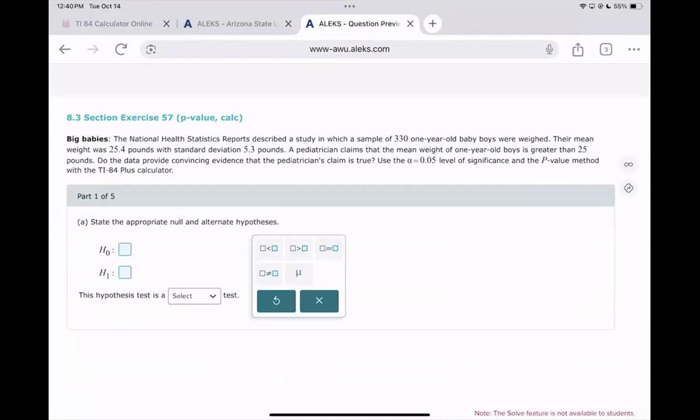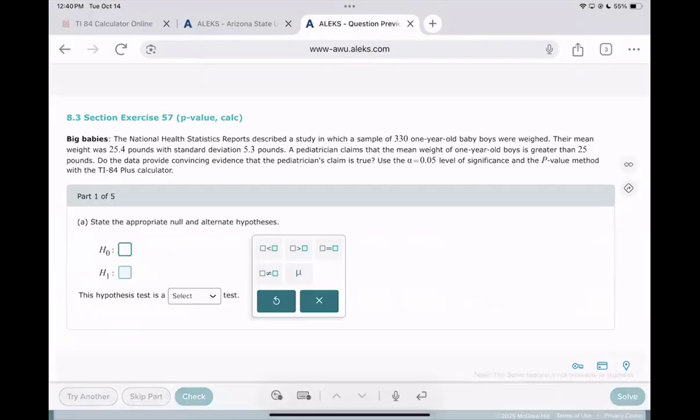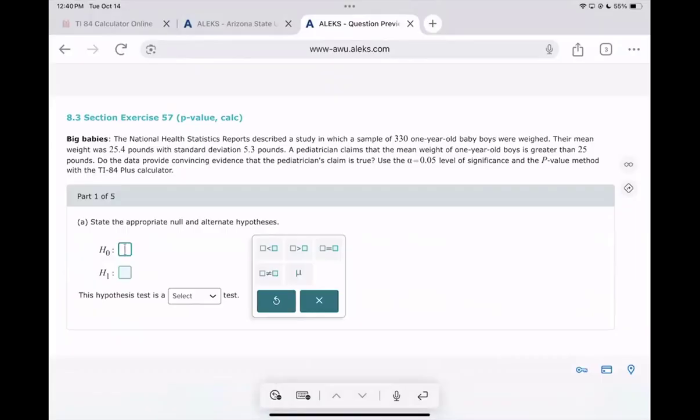So in this context, now I have 330 one-year-old boys, so that's the sample, and we weigh them, and their mean weight is 25.4 pounds with a standard deviation of 5.3 pounds. Fine. Pediatrician claims the mean weight for one-year-old boys is greater than 25 pounds. So the null hypothesis is that they're wrong.